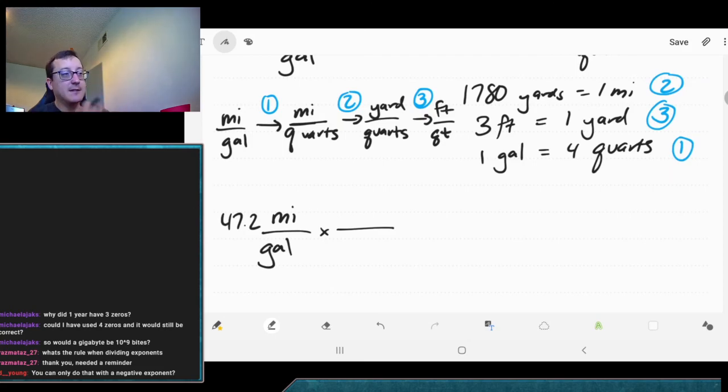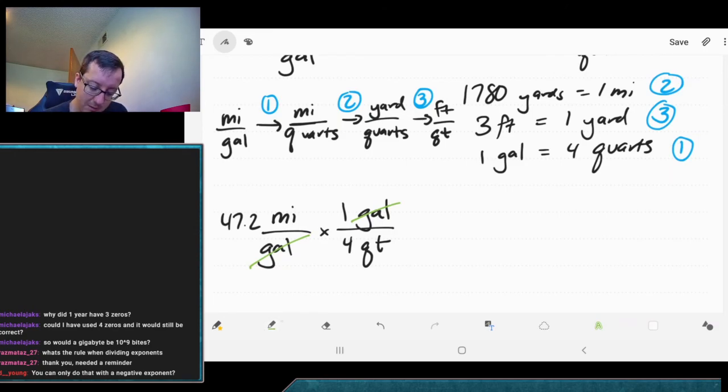Note that because gallons is in the denominator, we want that to go away. So we are going to put gallons on the numerator so that they cancel out. We don't want gallons in our final answer, so we're going to put it on the opposite side to get rid of it. And here we have 4 quarts. So here, gallons cancels out. Hooray. We now have miles per quart.